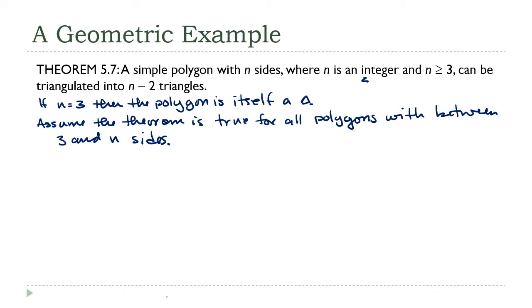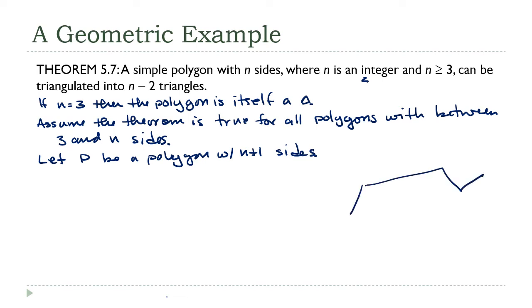There are really going to be two parts here. First, we're going to have to show that the triangulation exists. And then we're going to show that the number of triangles we get is 2 less than n+1. It's 2 less than the number of sides. So let's start by letting P be a polygon with n+1 sides. Something like this.